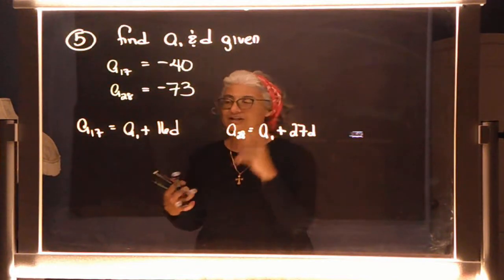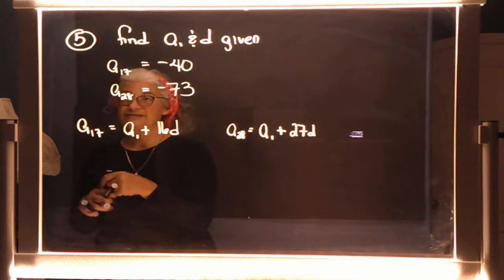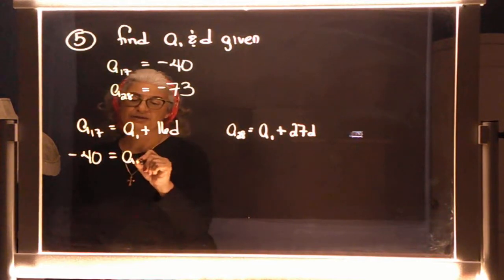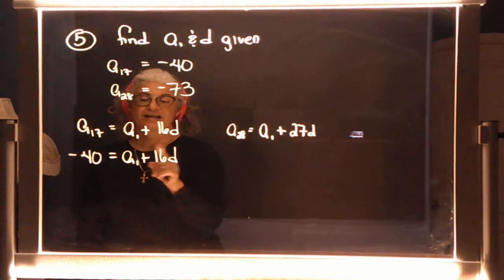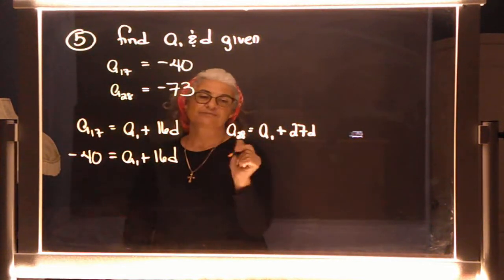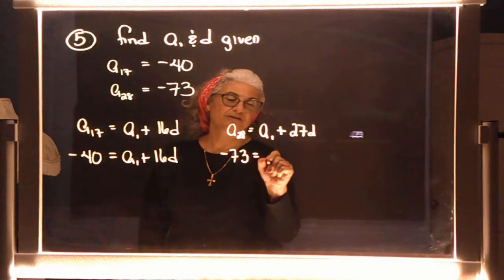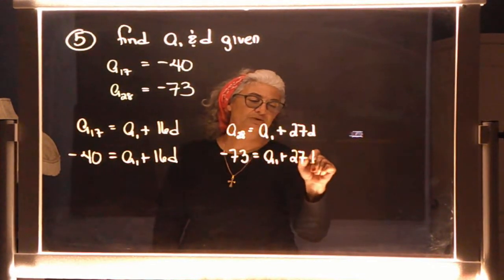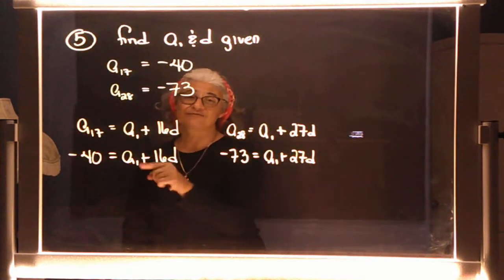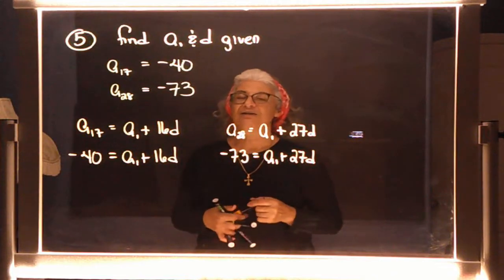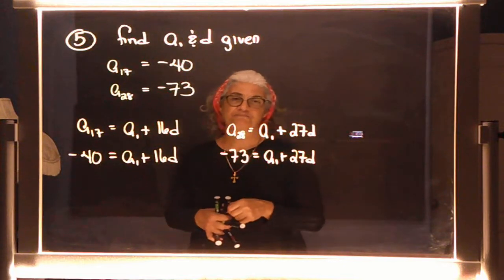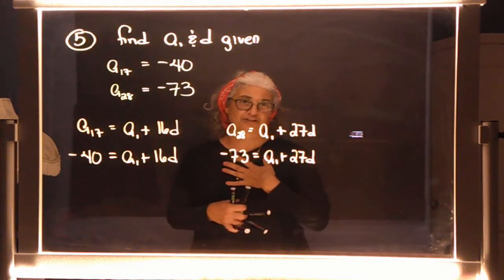And now, check this out. I know a sub 17. What is it? Yeah, it's negative 40 equals a sub 1 plus 16d. There's one equation with two variables, isn't there? Over here, I know a sub 28. This is negative 73 equals a sub 1 plus 27d. Here's a second equation with the two exact same variables as in the first equation, right? Okay, and now it's your choice to use substitution or elimination. Me personally, I'm going to use the elimination method.